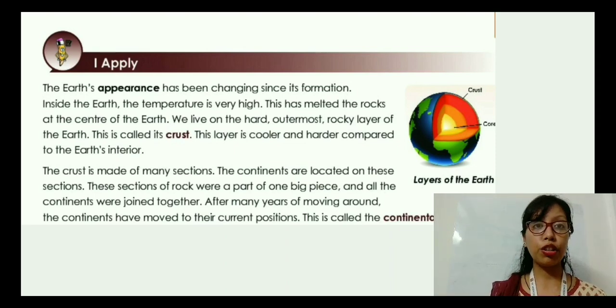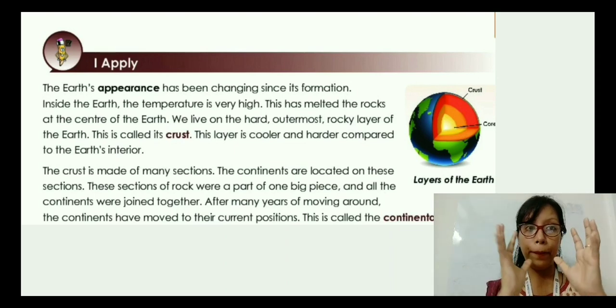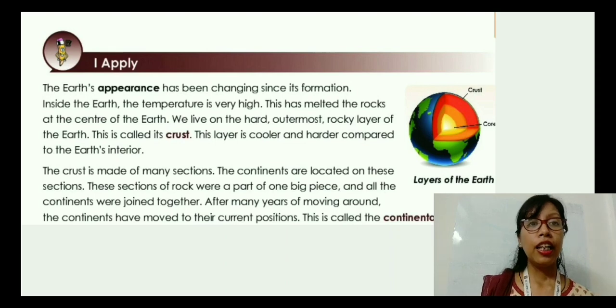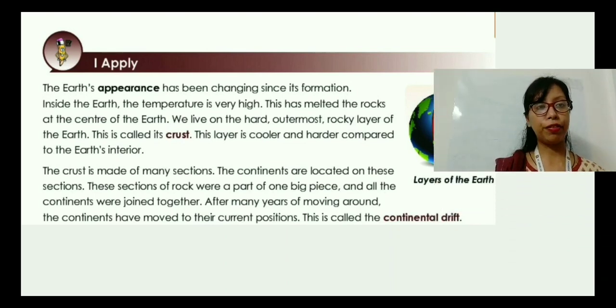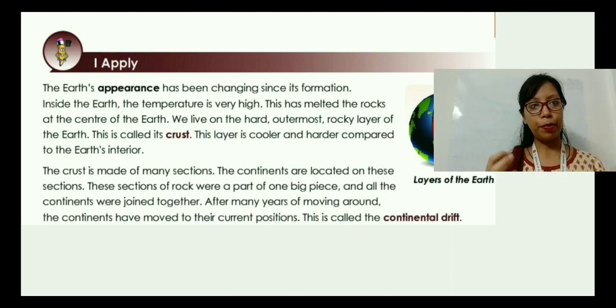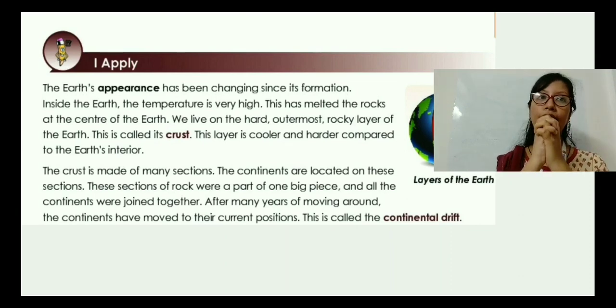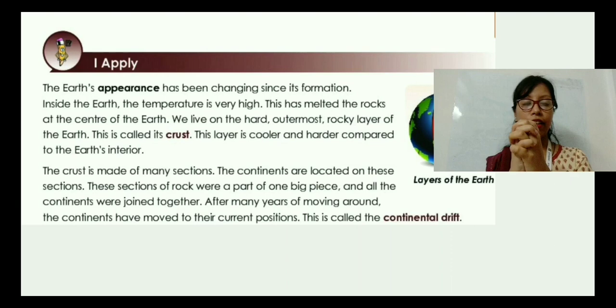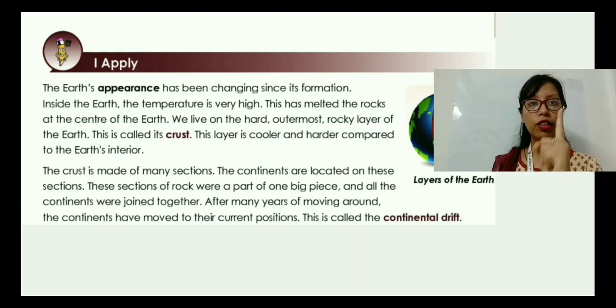These sections of rocks were a part of one big piece, and all the continents were joined together. After many years of moving around, the continents have moved to their current positions. This is called continental drift. Earlier, the earth had only one singular landmass. All the continents were merged together, and it was one continent.